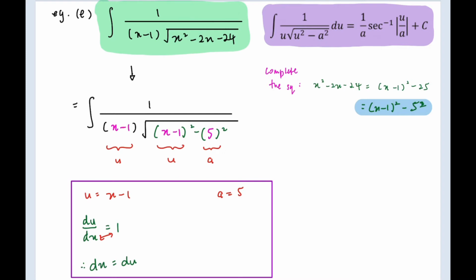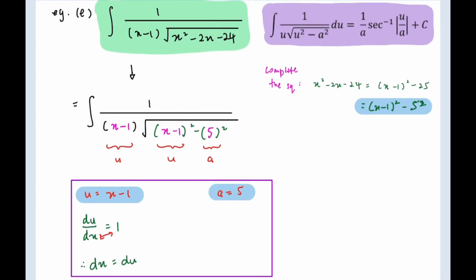Your u now is equal to x minus 1. And then let's see our constant here, minus a squared. So this is minus 5 squared. So this is very obvious. Your a is equal to 5. So let's rewrite this also. A is equal to 5.